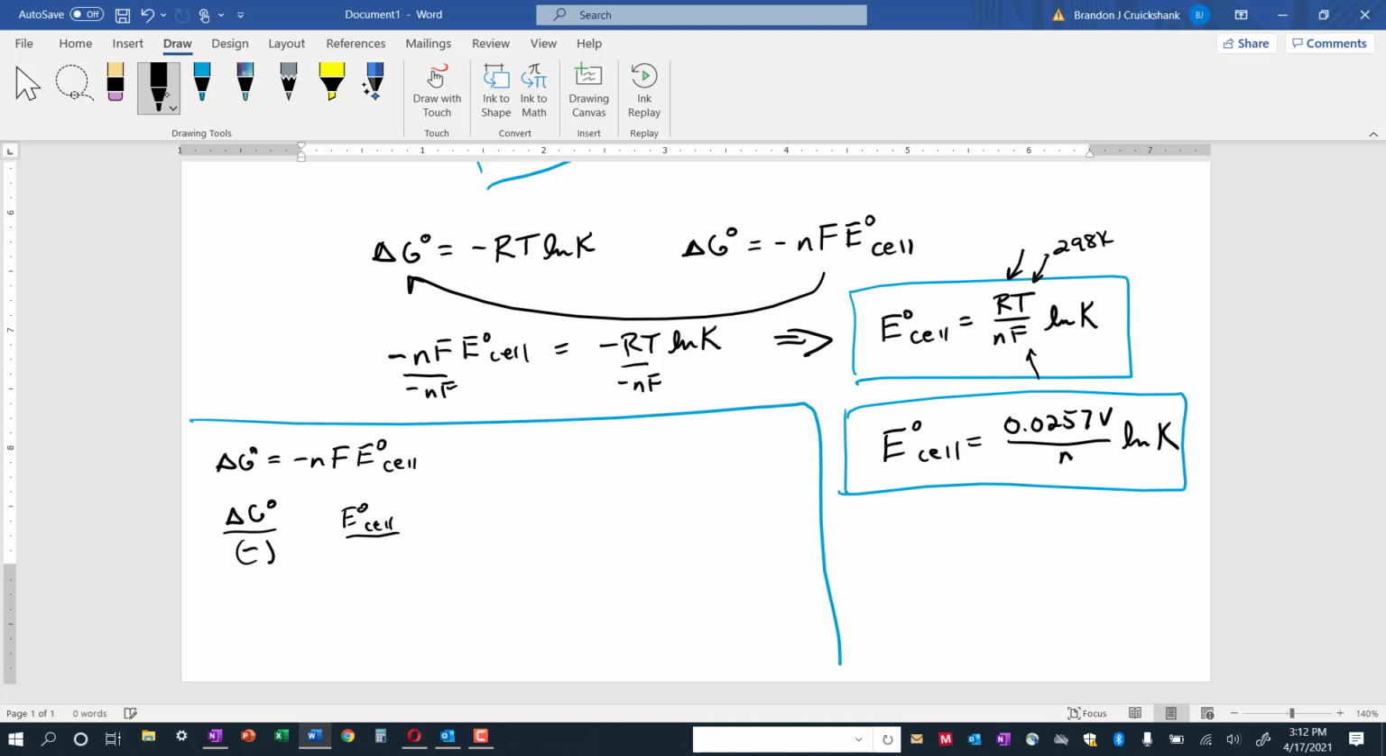Okay, so if we have a negative delta G, our cell potential, because of this negative sign, will come out to be positive. Both of those indicate products favored at equilibrium. Okay, positive delta G, negative cell potential, reactants favored.